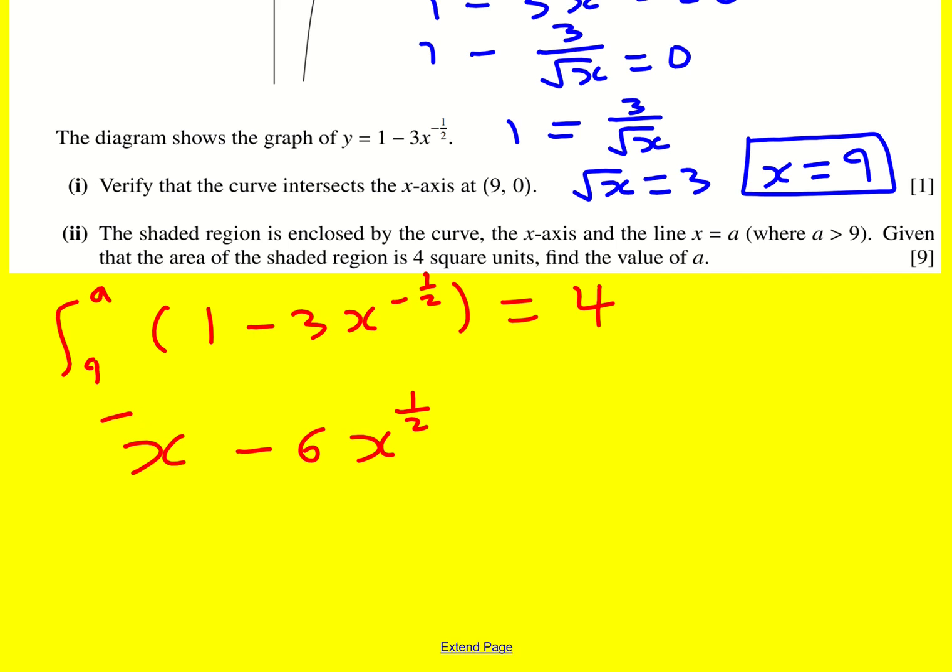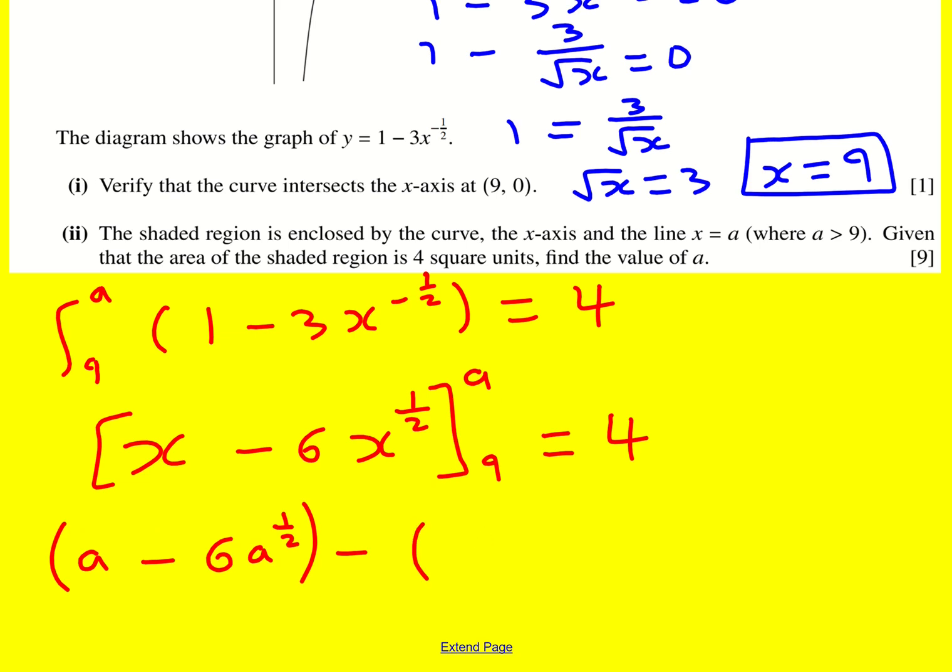That's going to work out, and then I put my limits in, my definite integral. I know my a's and 9's look quite similar. Substitute in a. It's going to become a minus 6a to the half. When I substitute the first limit in, minus, I'll put that in a bracket, 9 minus 6 times 9 to the half equals 4.